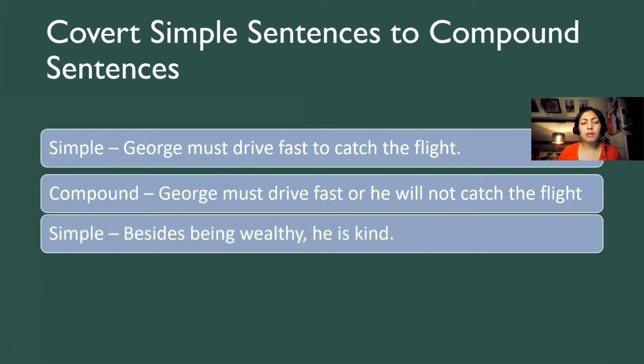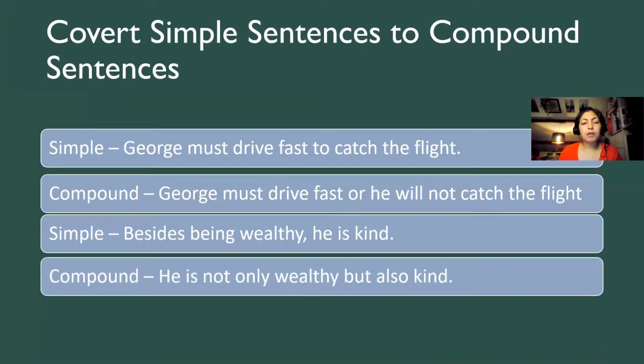Let's have a look at another simple sentence. Besides being wealthy, he is kind. Now, he is kind, so is the finite verb here, and it's just one complete thought. How can you convert this into a compound sentence? Now think about this. You're talking about a person who is wealthy and kind. All right. And you have to make two clauses, remember that. So you could say, he is not only wealthy, but also kind.